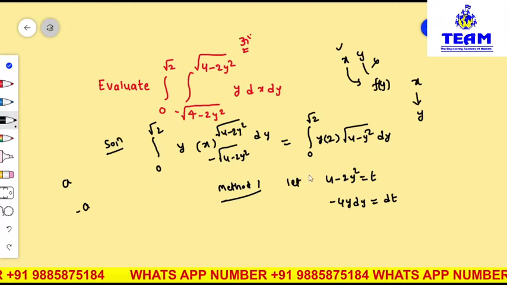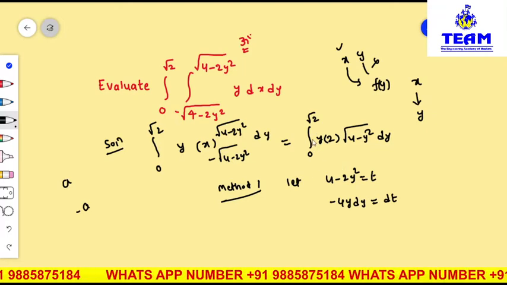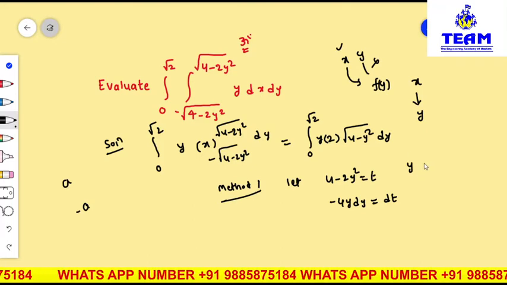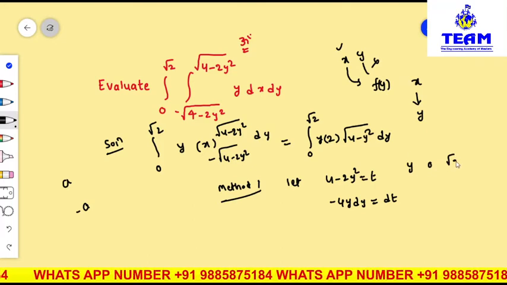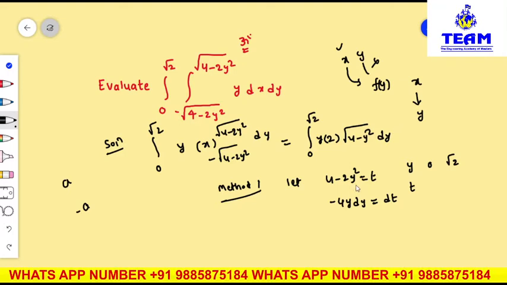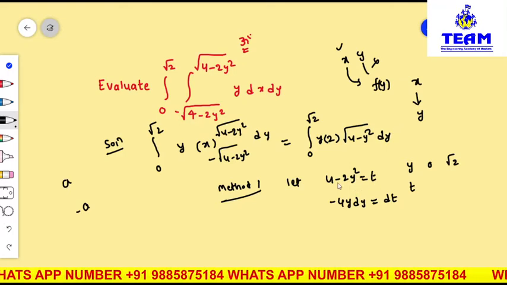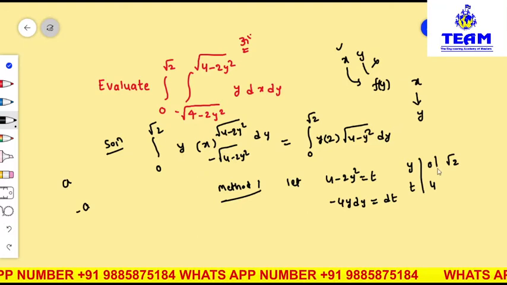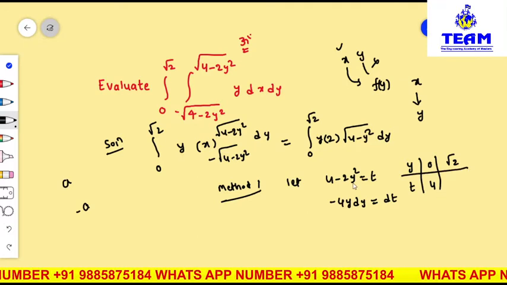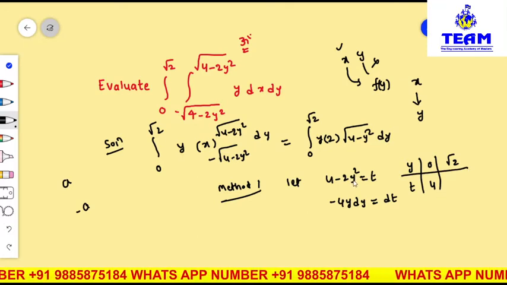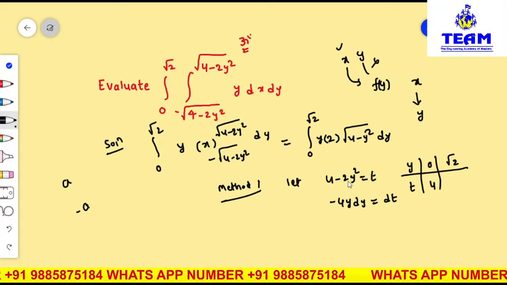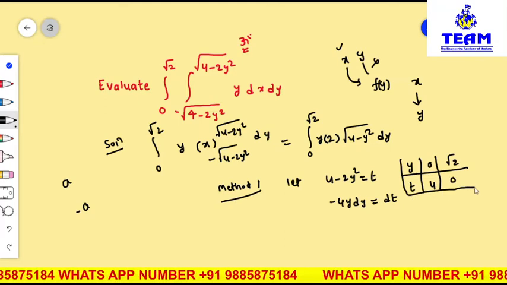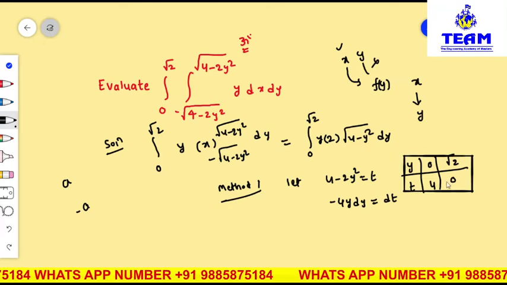Next, the limits also have to be changed. What are the y limits here? The y lower limit is 0 and the upper limit is root 2. Now I want the t limits. If you put y equal to 0, t is 4 minus 0, which is 4. Next, substitute y equal to root 2: root 2 whole square is 2, 2 times 2 is 4, and 4 minus 4 is 0. So t is 0. So the t lower limit is 4 and the upper limit is 0.